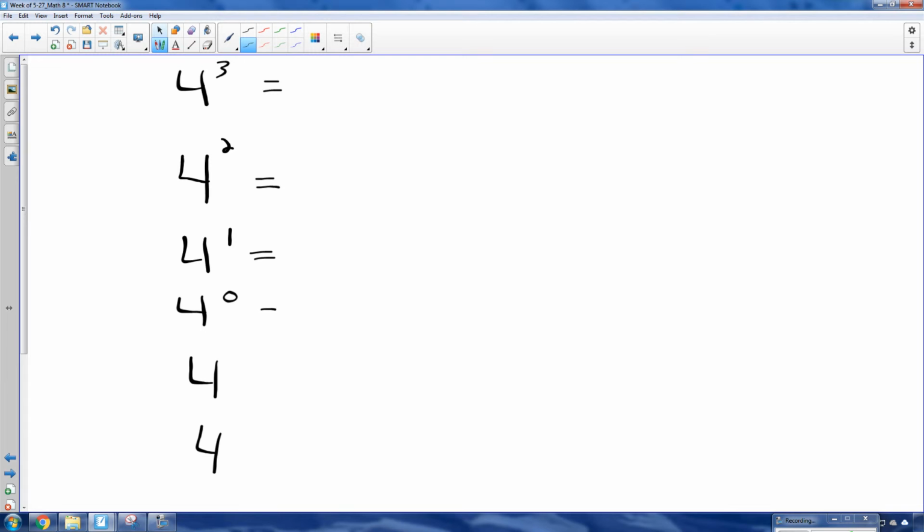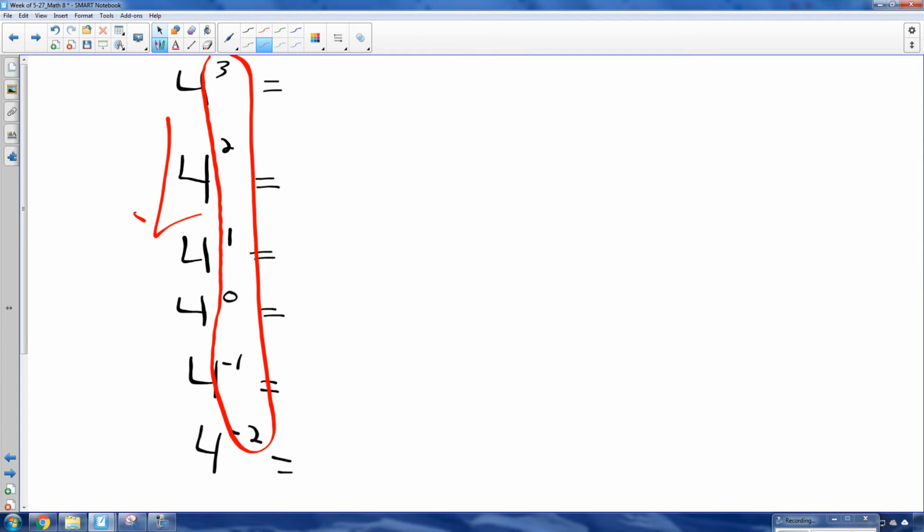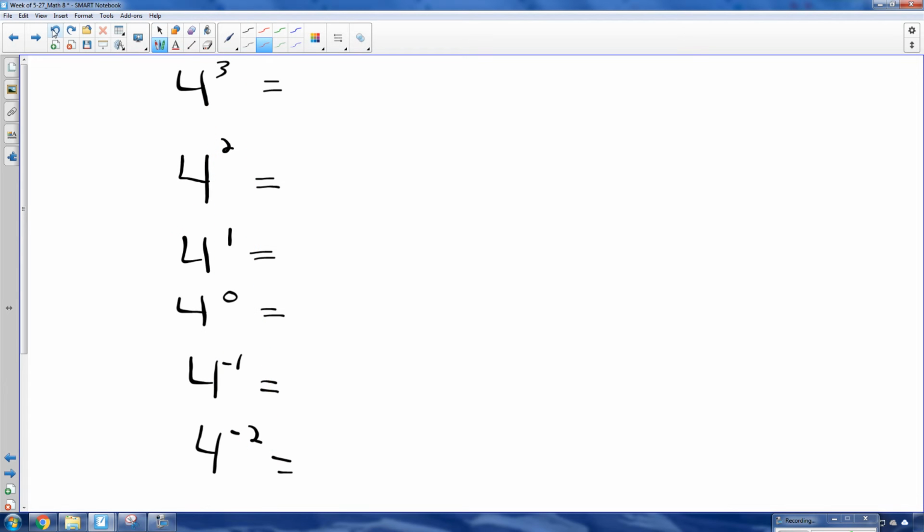And here I'll put -1 and -2 because we're going to go down. So if you look at right here, if you follow these numbers and follow that pattern as you go down, you're just subtracting 1 from every single thing. 3, 2, 1, 0, -1, -2. So what we want to do is just know the answers to these.